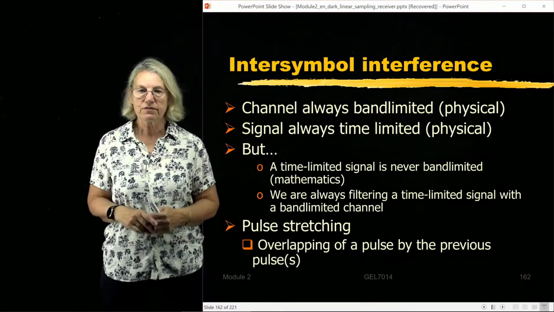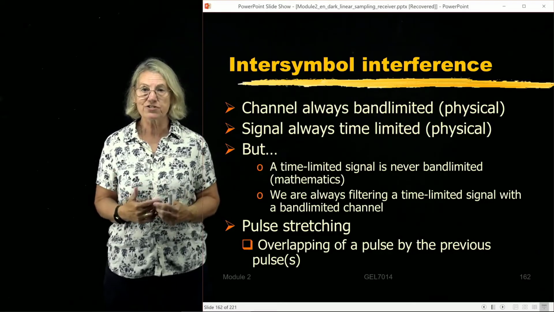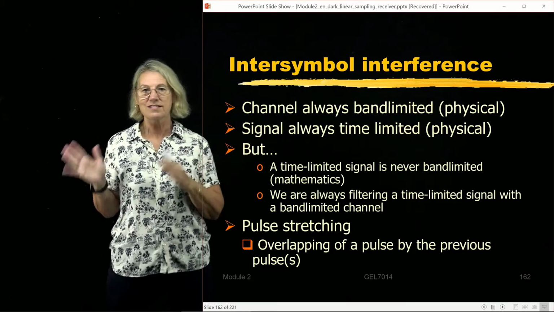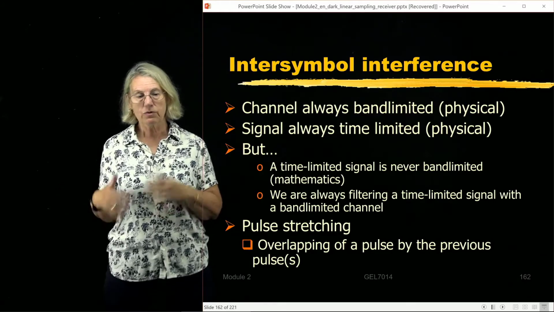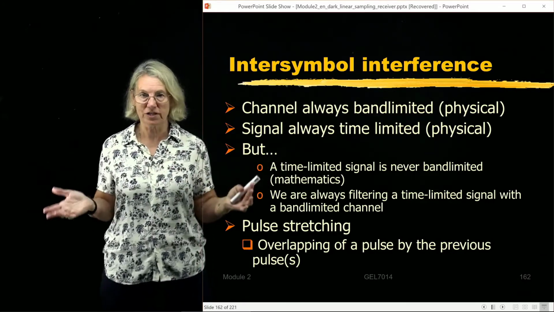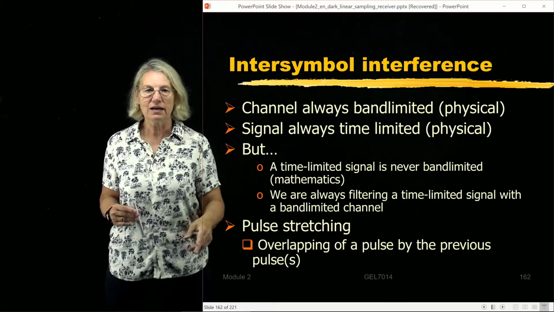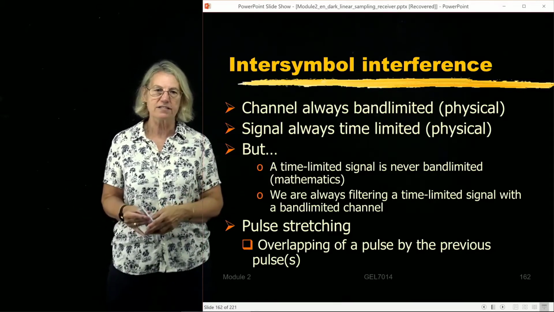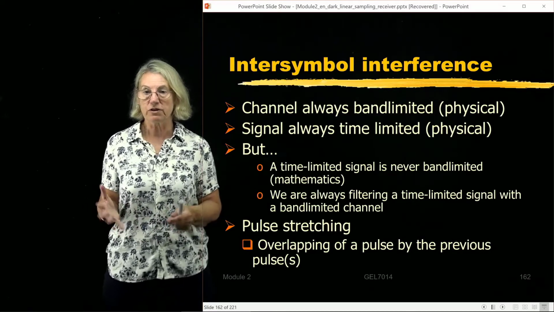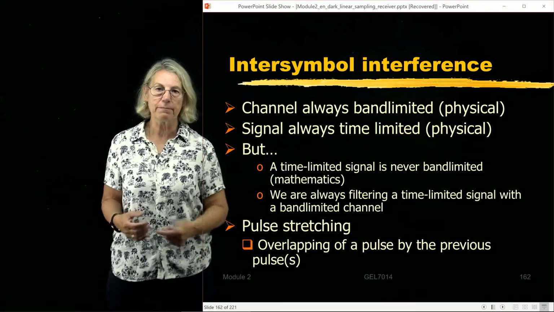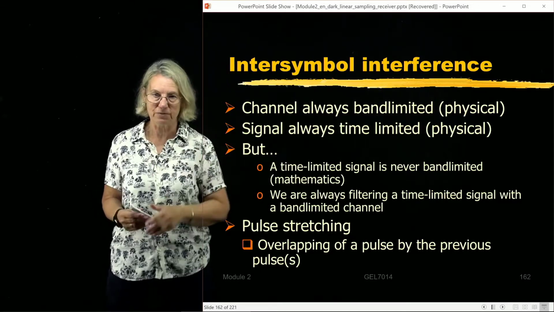So just a brief recall of our discussion of intersymbol interference. The channel is always bandwidth limited. The signal is always time limited, which means that you'll get some pulse stretching going on. You know, the reality is it's not that extreme, but there are always some filtering effects. And if the filtering effects are extreme, then we'll have a lot of pulse stretching, and this leads to overlapping impulses, which leads to intersymbol interference.